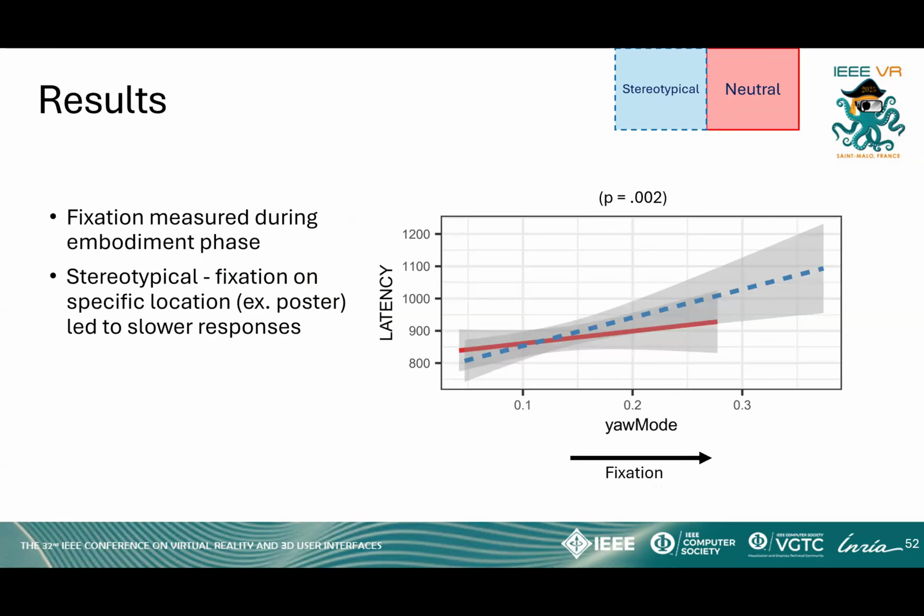Then we looked at yaw mode, where a higher yaw mode indicated that a participant was more fixated. During the embodiment phase is when we measured the fixation, when they were looking around the room. And for the stereotypical environment, fixation on a specific location led to slower responses. That indicates a potential threat response where a participant looks at a particular poster, spends more time looking at it, and then during the experiment had higher latency.